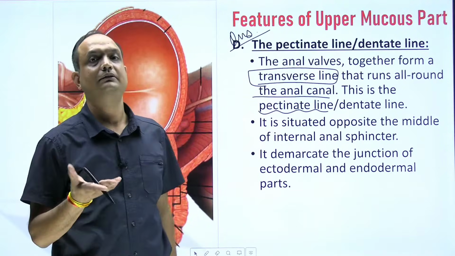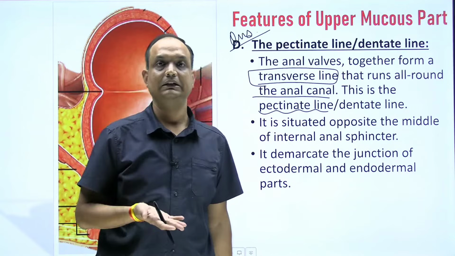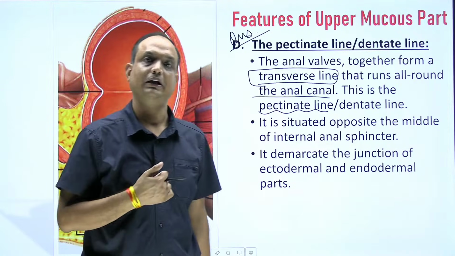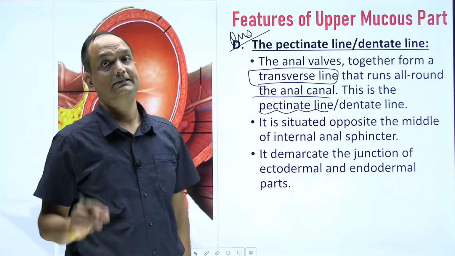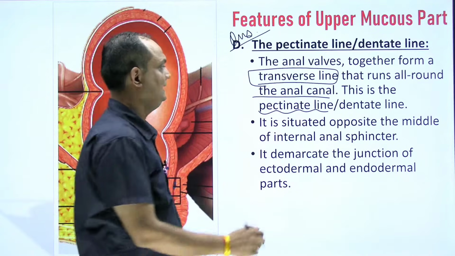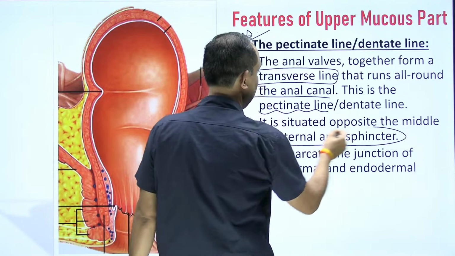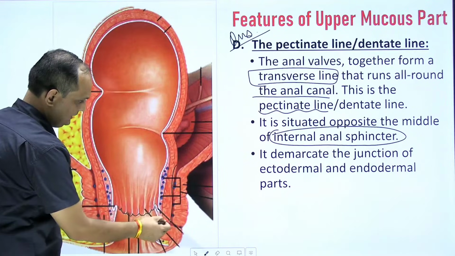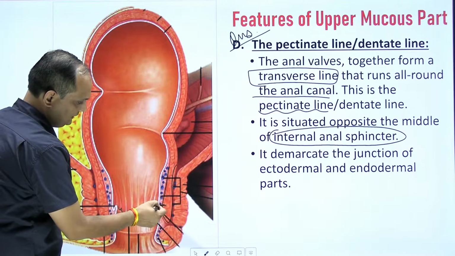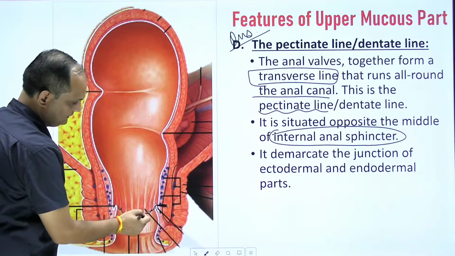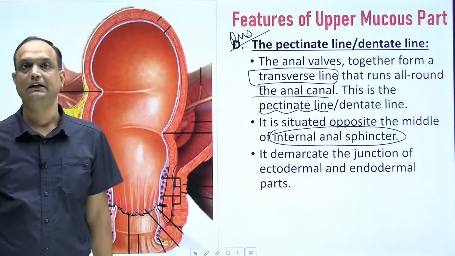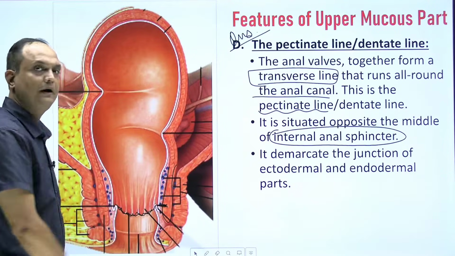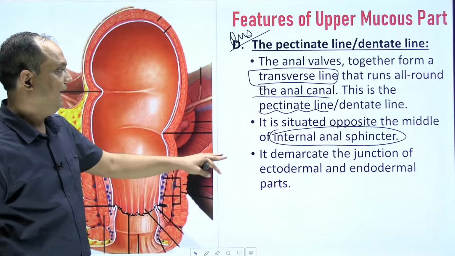So what is the pectinate line? It is the lower limit of the uppermost part of the anal canal, or you can say it is the lower limit of the longitudinal columns of Morgagni. Now this line has a very important position: it lies opposite the middle of the internal anal sphincter. Here in this image you can see the internal anal sphincter, and at the middle of this internal anal sphincter you will find this pectinate line inside the anal canal. Clear?